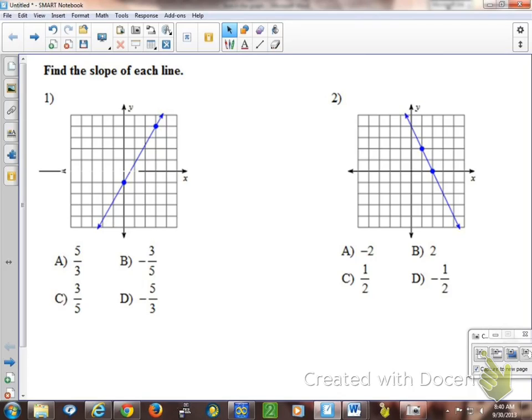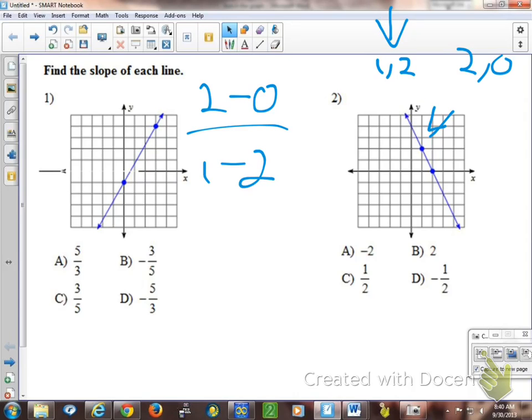Number 2, same thing. Looks like the coordinates are 1, 2 for this one, and 2, 0 for the other one. Slope formula. I'm going to use this coordinate first. 2 minus 0 over 1 minus 2. That's 2 over negative 1, which is negative 2. Questions on that?